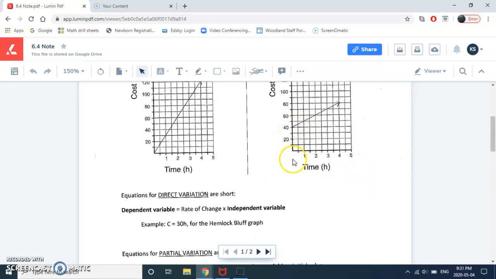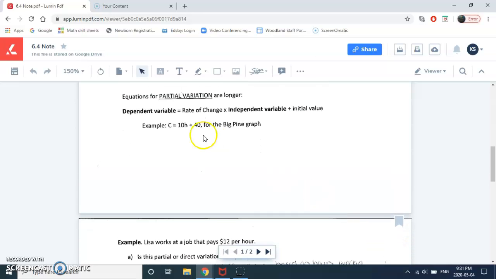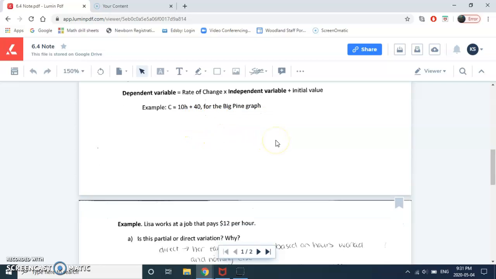That's the first thing. So that means we're paying $40 right off the bat, and then we have a rate that we're paying as we use something, as we use equipment. So for our example, we have C equals 10H, so 10 times the amount of hours, plus 40 for the Big Pine graph.